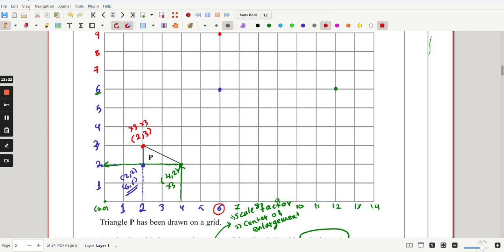Using your ruler, draw straight lines. So this is our new object. Name it P prime.